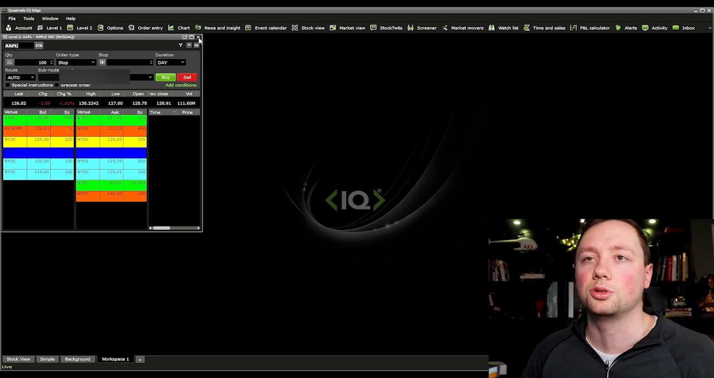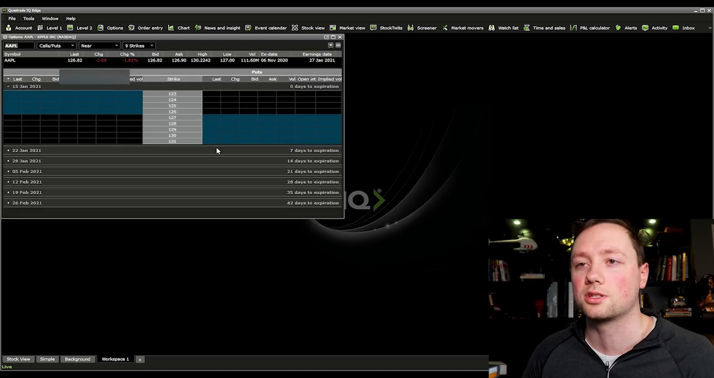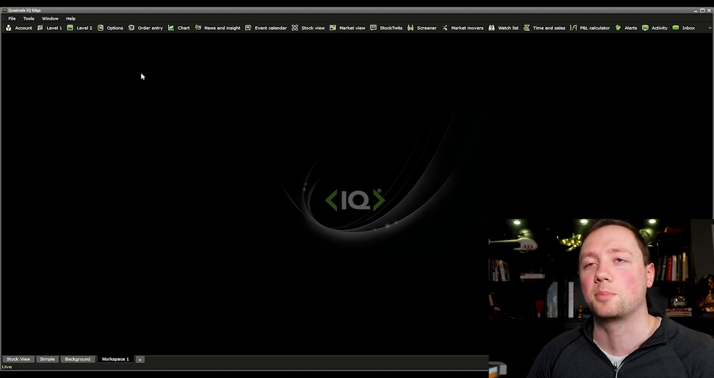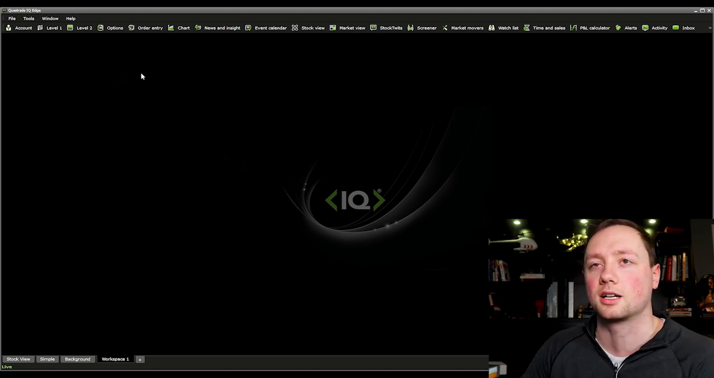So that's what level 2 looks like. You can also go into the options here, but we're not going to dive into that. That is a derivative and basically an ability to buy the stock at a certain price at a later date.